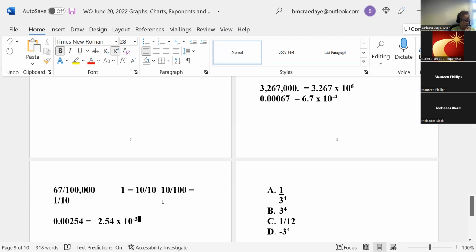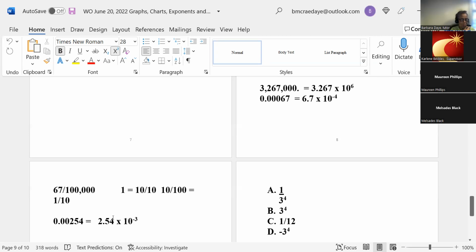Well, 10 to the -3 is 1/10 to the third, right? So that's 1/1000. So 2.54, because this is really what? 2.54 over 1000, or 254 over 100,000. So your decimal point is here, and you must have a number less than 10. That's why you wouldn't put 25.4, because 25 is greater than 10. But if you put it between 2 and 5, 2.54 is less than 10.